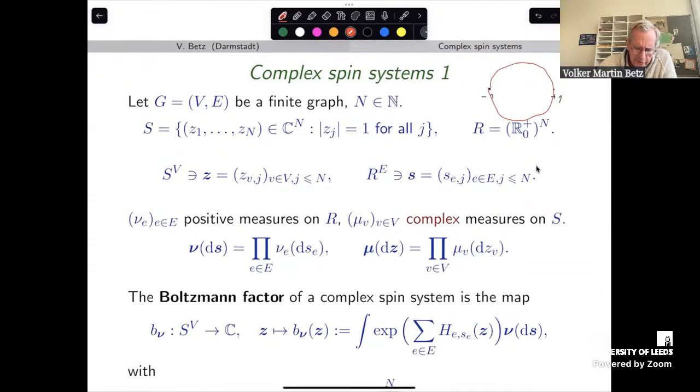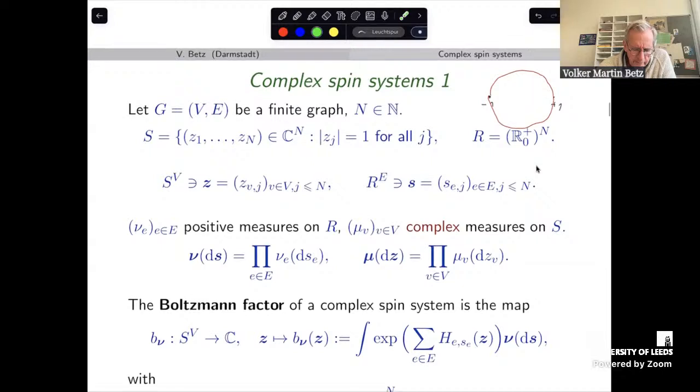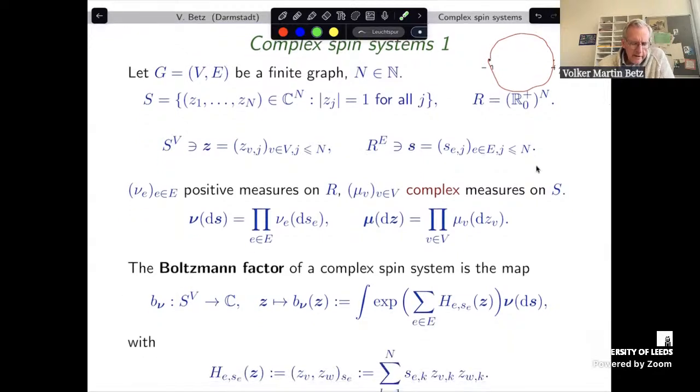And for most of the interesting models, I need to allow a bit more. I have not just one spin on the complex unit circle, but I have capital N spins on the complex unit circle. They all have to be individually on that complex unit circle. And then a spin configuration is that I assign a spin to each vertex and each color. So each color J has a spin on the complex unit circle, and there is an edge interaction configuration.